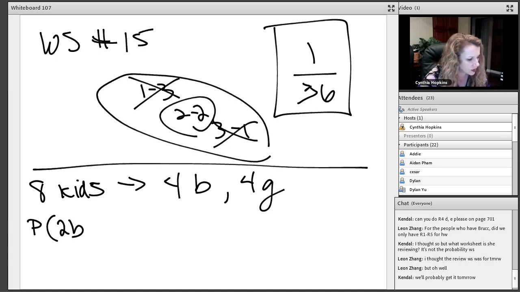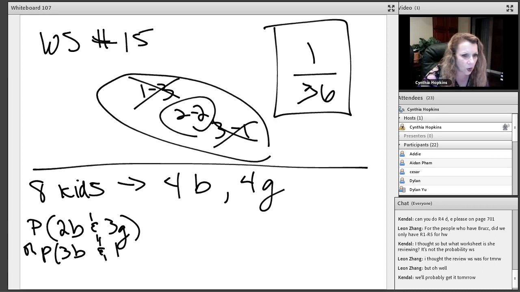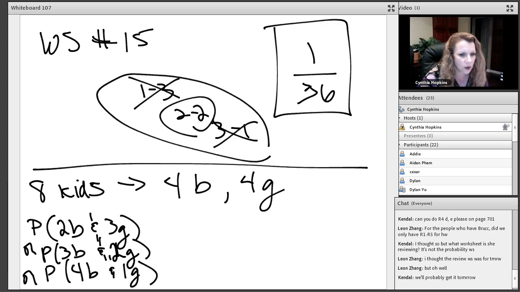Okay, at least 2 boys means I might have 2 boys. But remember, our group of kids that we're selecting is 5. So if it's 2 boys, then it has to be 3 girls. But that's at least 2 boys. It can be 3 boys, and that would mean 2 girls, for a total of 5. Or couldn't it be 4 boys? And then that would mean only 1 girl. And then I'm going to stop there. Even though we have a group of 5, I can't say 5 boys because we know there are only 4 boys.